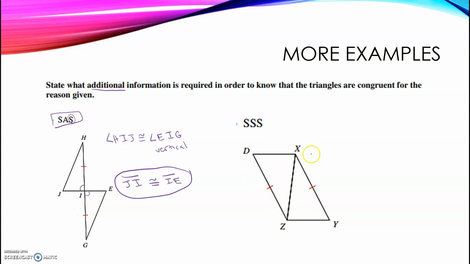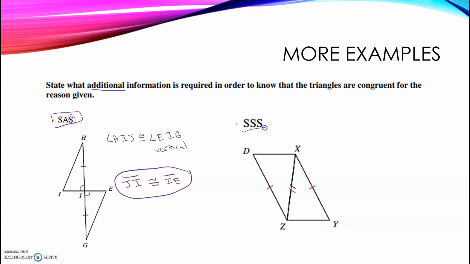So again, always look for additional information. I see that XZ. So you know XZ in this triangle is congruent to XZ in this triangle. So don't just go marking stuff in pictures. You can mark vertical angles because those are always equal, and you can mark the reflexive side. Other than that, don't start marking stuff.